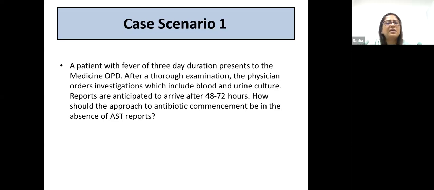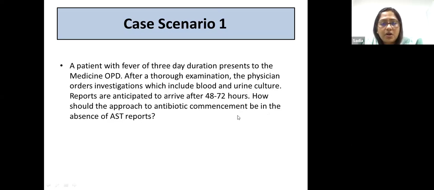So this first case is of a patient with fever of 3-day duration who presents to the medicine OPD. After a thorough examination, the physician orders investigations which include blood and urine culture. Reports are anticipated to arrive within 48 to 72 hours. Like you know, all your culture reports, your AST reports take 48 to 72 hours.